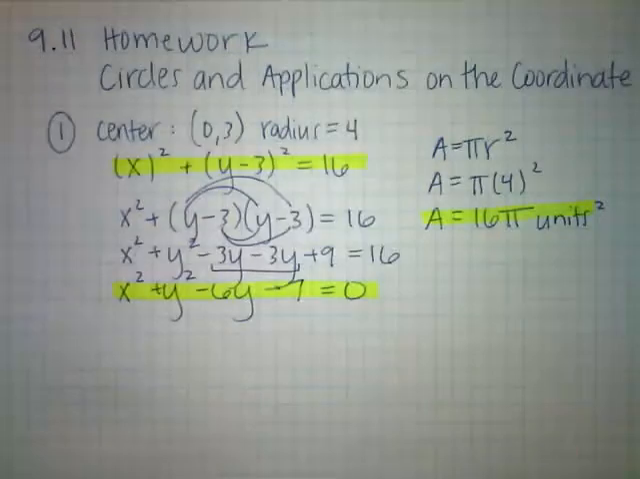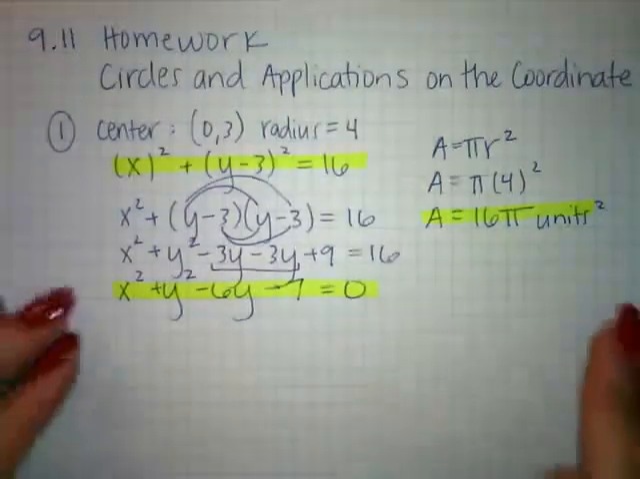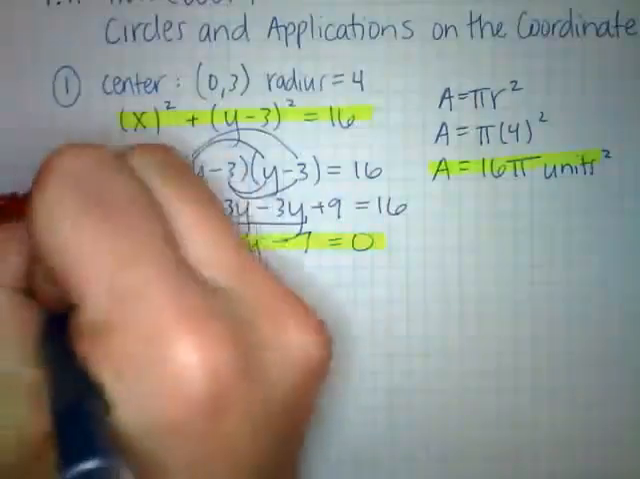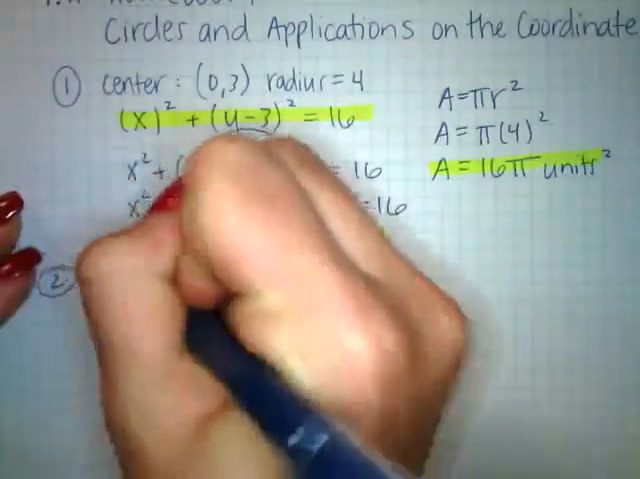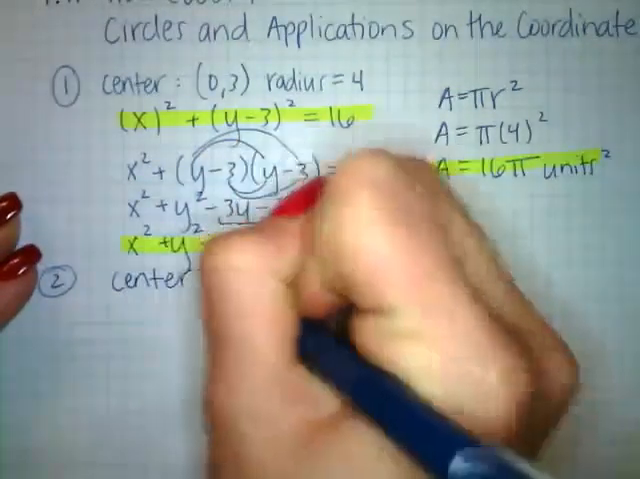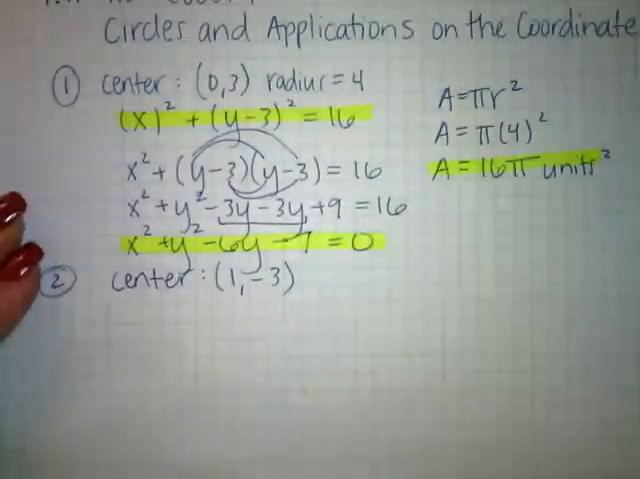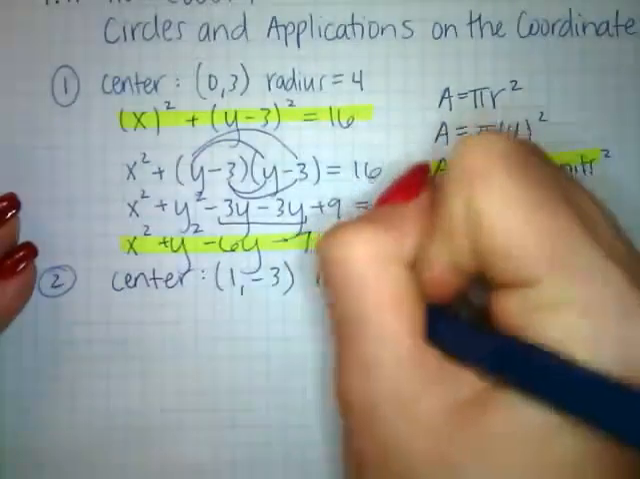On to question 2. The directions are still the same. So let's start with identifying the center. Looking at the graph, it looks like it's at (1, negative 3). The radius appears to be 2 units long.